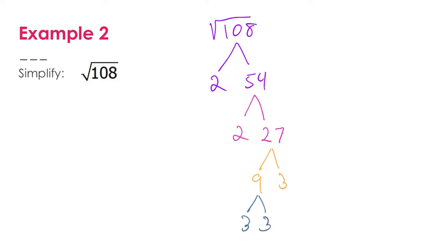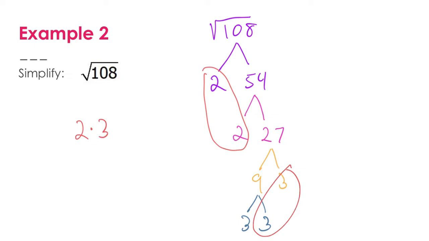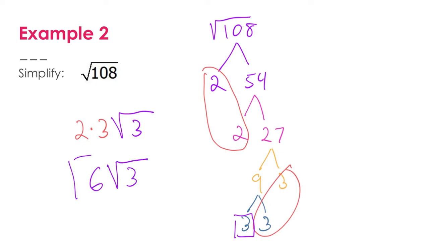So now we're going to go about circling numbers that we see that are in pairs, of course. So we've got a couple of 2's here that can be a pair, and we've got a couple of 3's here that can be a pair. So we're going to take those to the outside. So on the outside, we're going to have 2 times 3. And on the inside, we're left with just one little 3 all by itself. So it's going to stay on the inside of my radical. So 2 times 3 is going to be 6. So my final answer is 6 times the square root of 3.